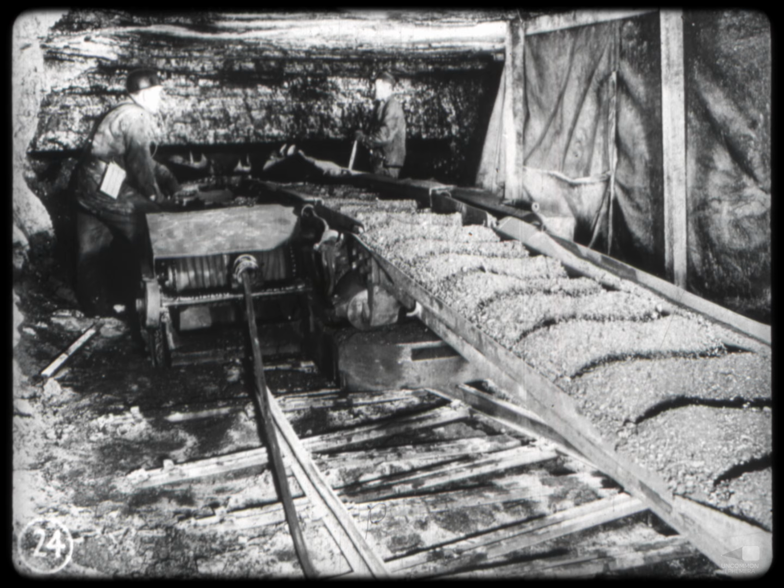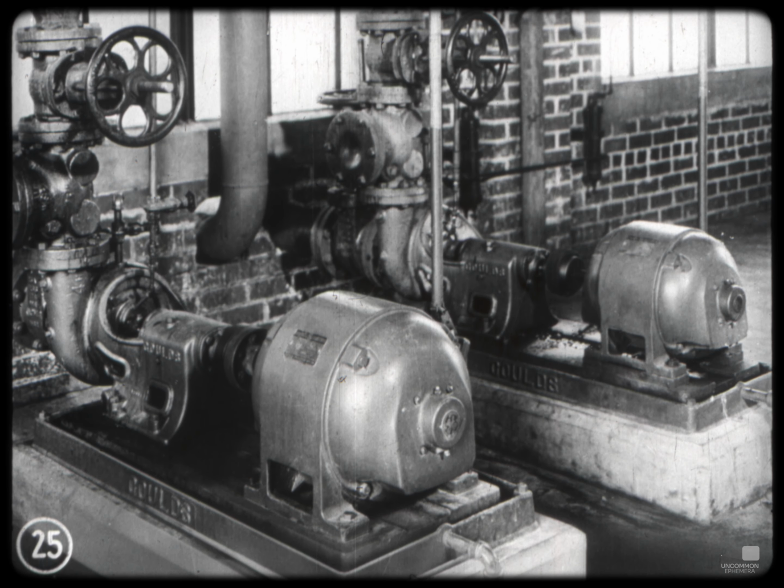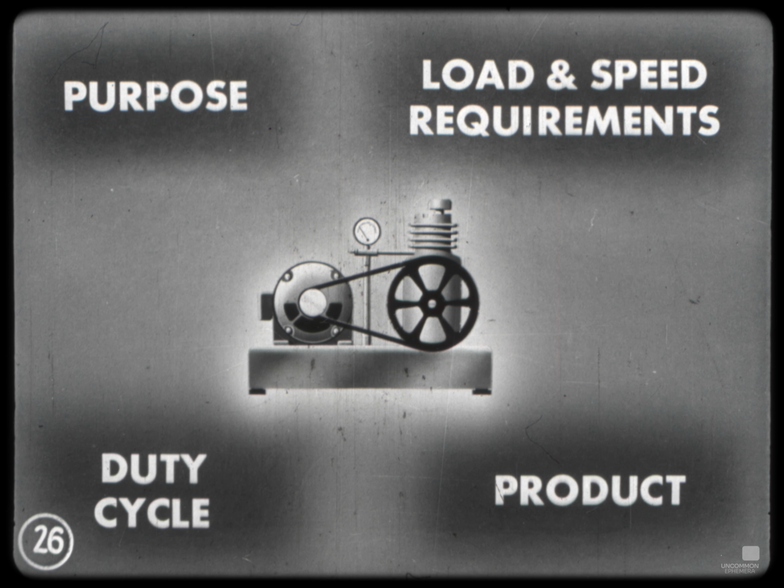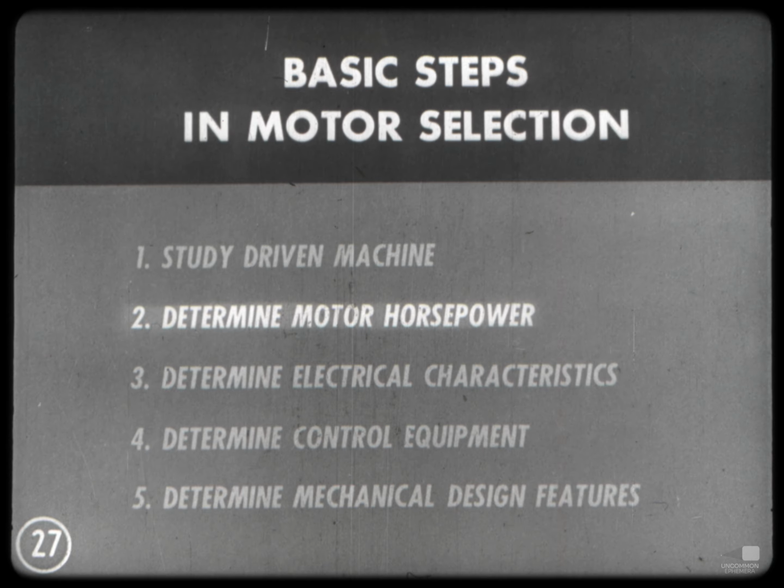With any application, reasonable motor life can be assured if the motor is placed away from liquids or dirt, as in this paper mill, so that proper ventilation is assured. After the driven machine is studied, and its purpose, its load and speed requirements, its duty cycle, and the product or process involved is known, the motor horsepower must be determined. In most cases, machinery manufacturers have compiled tables showing the horsepower required for their machines, determined through the use of various horsepower formulas.